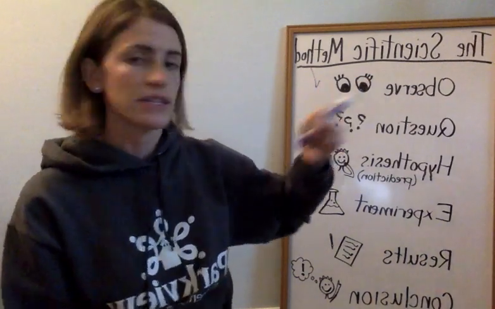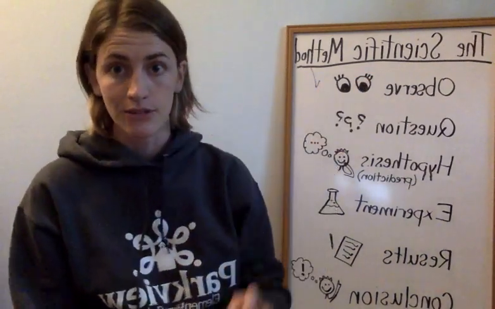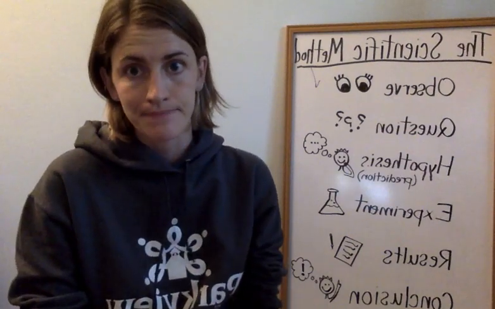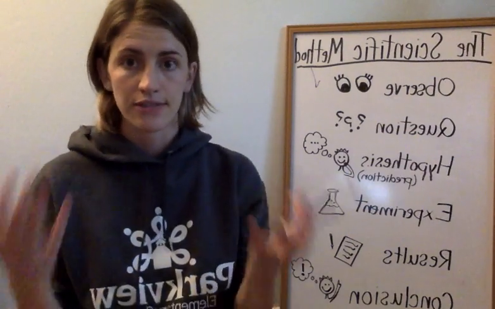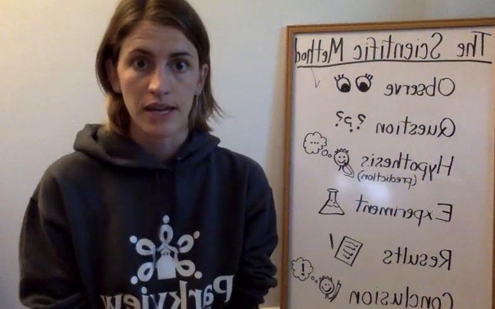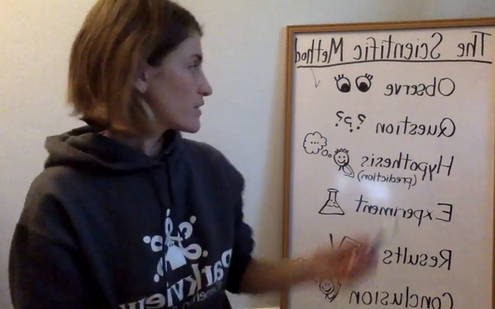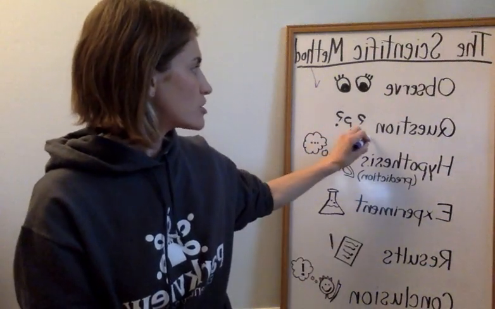We have been observing these ecosystems for a few weeks now, and writing our noticings down and drawing them in our science notebooks. These observations give us information about the ecosystem and what we might want to study. The second step of the scientific method is to come up with a question.